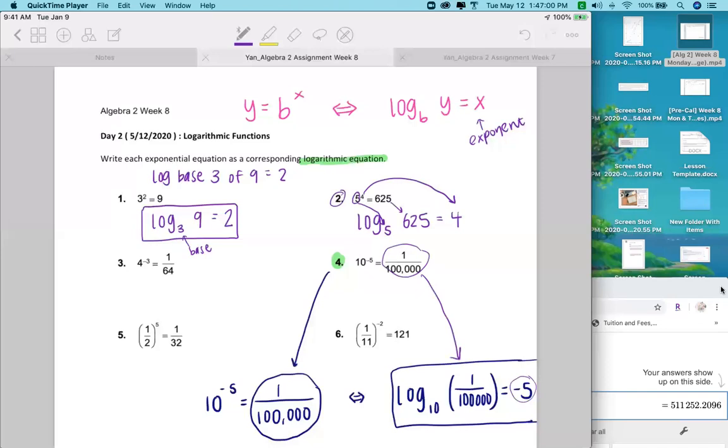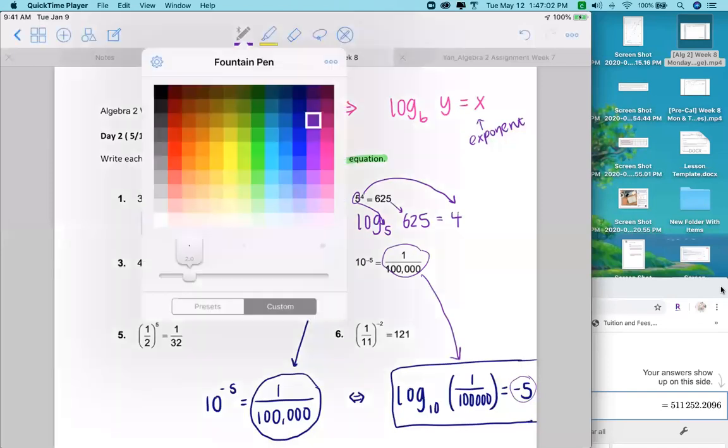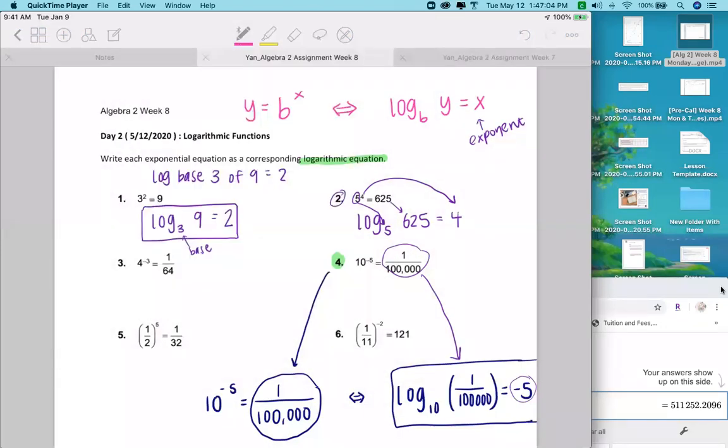Okay. So I got a request to do number 5. Number 5, I have my log, and my base is whatever is in that parentheses. So it would be 1/2 down here, of 1 over 32 equals my exponent, which is 5. Okay, so you should be able to do number 6 as well on your own.